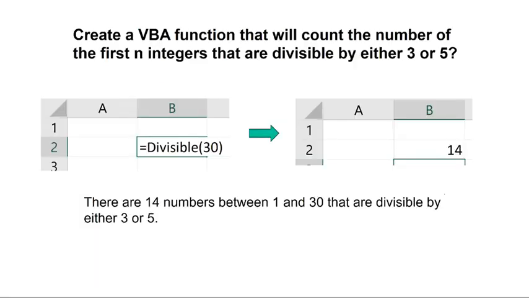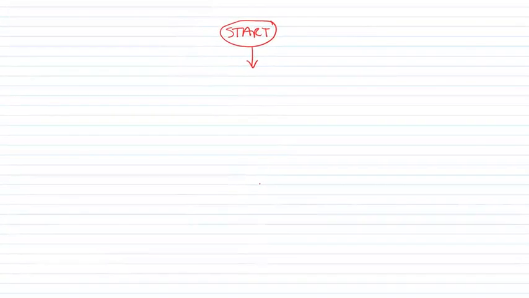Let's go through an example. Create a VBA function that will count the number of the first n integers that are divisible by either 3 or 5. So let's make a flowchart for this. We start, then we get n. n is the argument of the function.